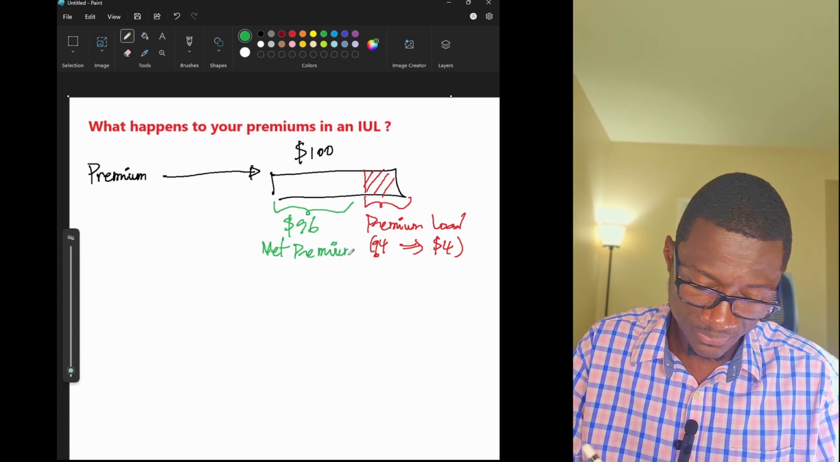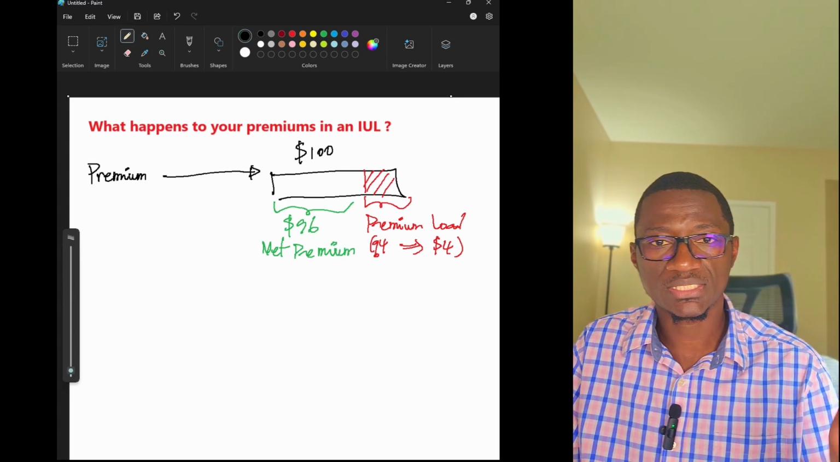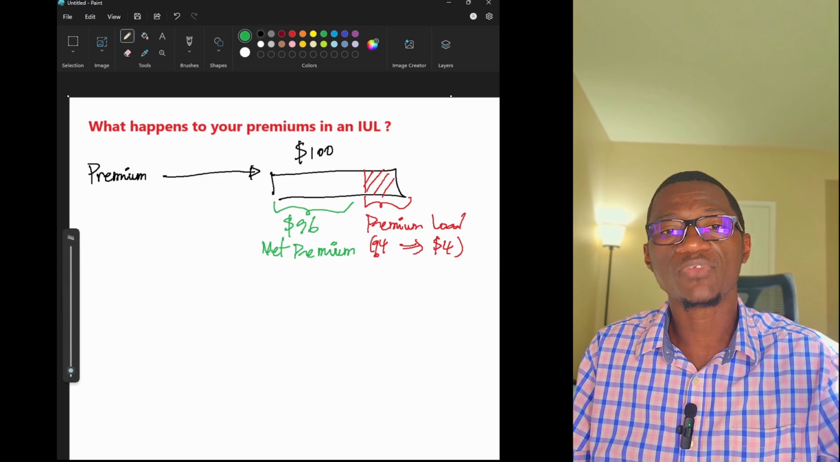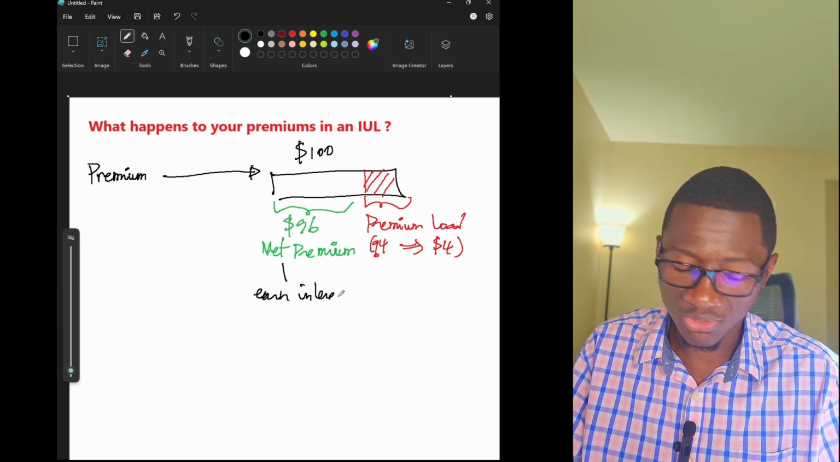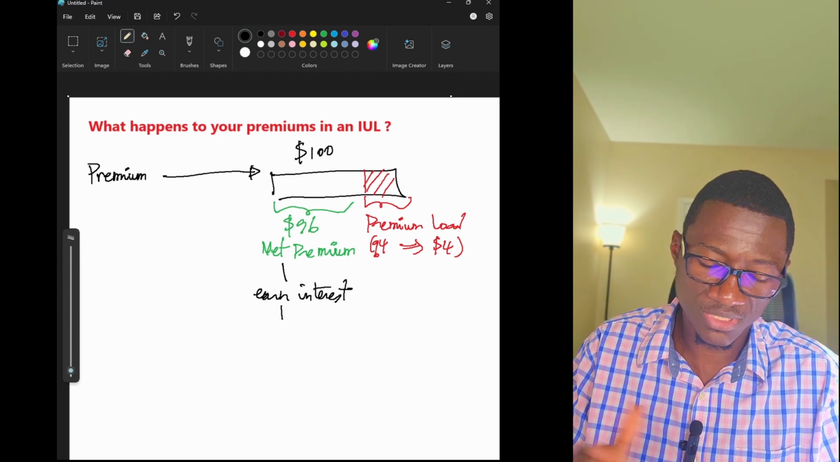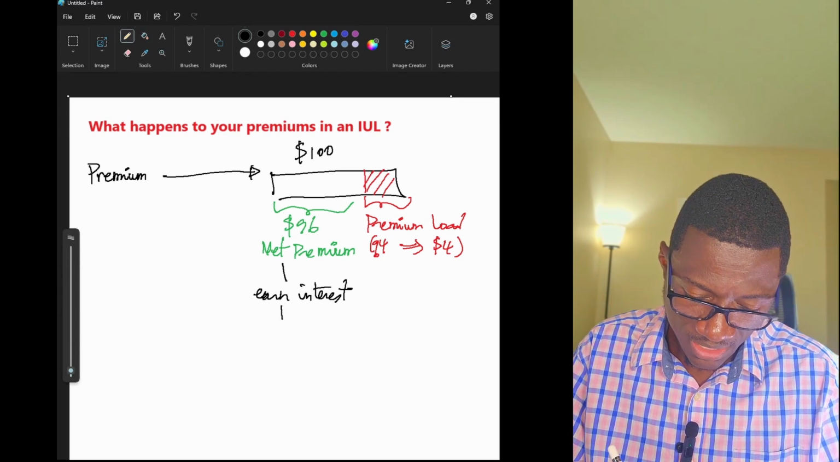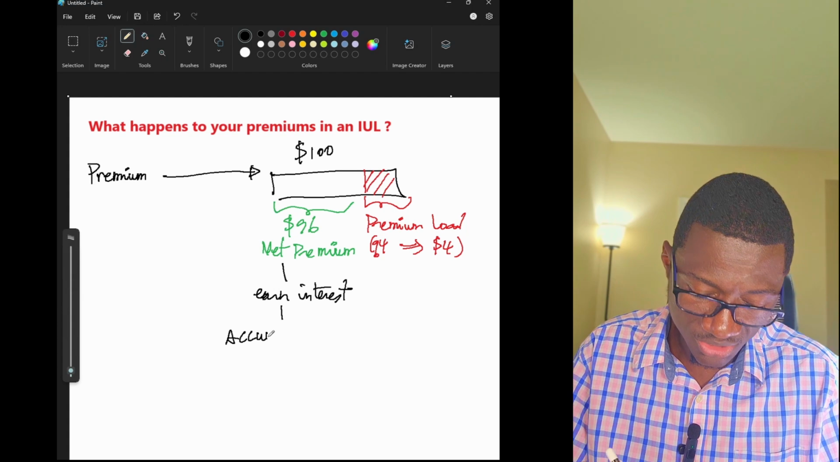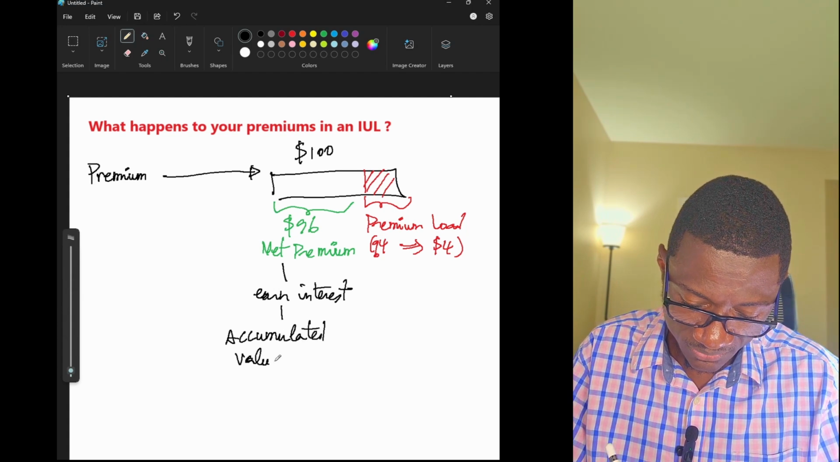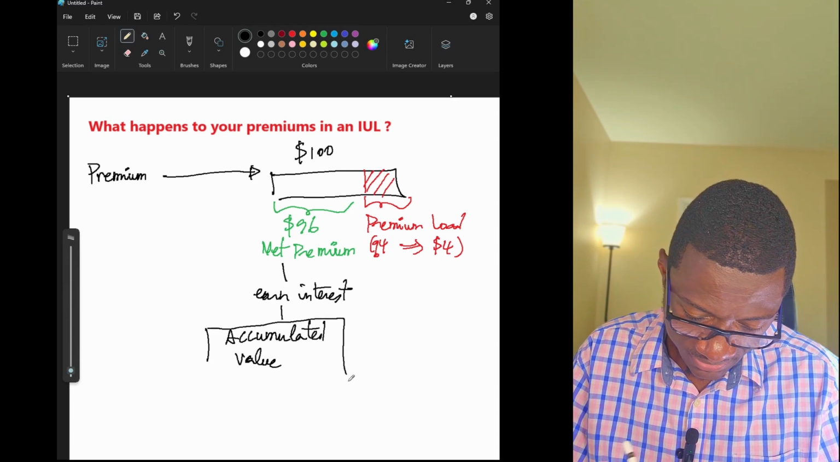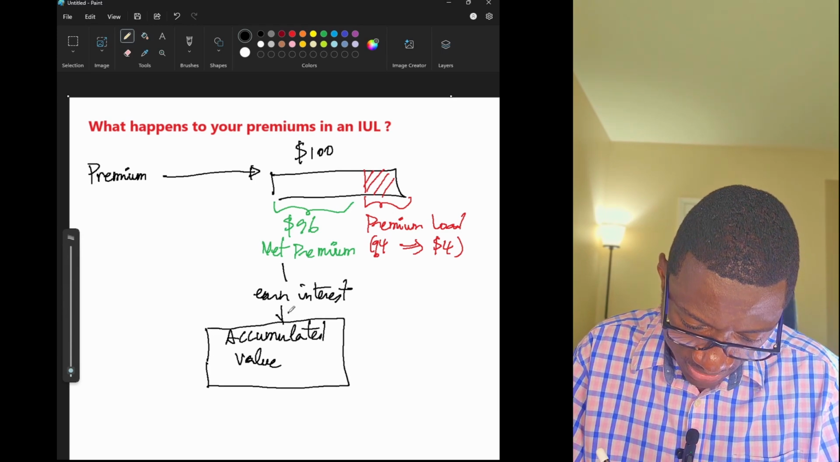This net premium is now what is going to be put into some vehicle to earn interest. We're not talking about what vehicle at this point or how you earn interest. Let's just assume that you earn interest. And whatever is earned is going to go into the accumulated value. Let's put it in a box like this. And let's put an arrow here.